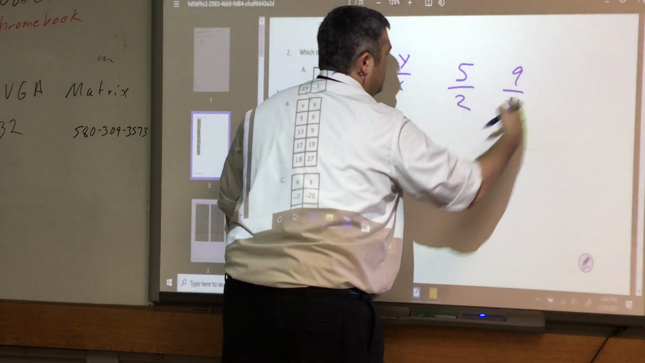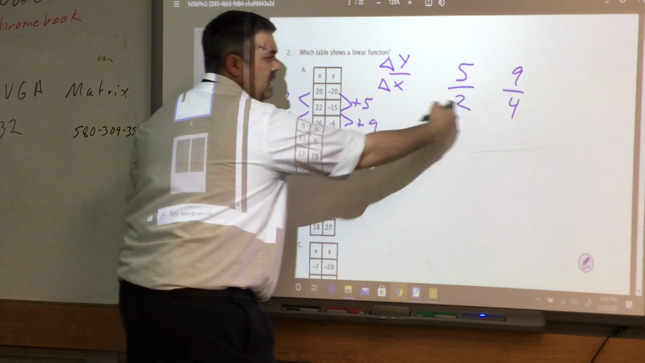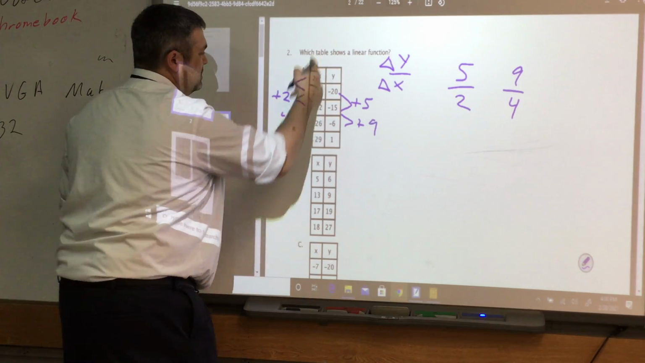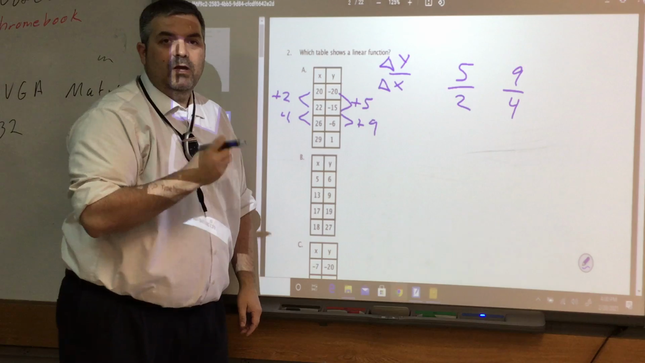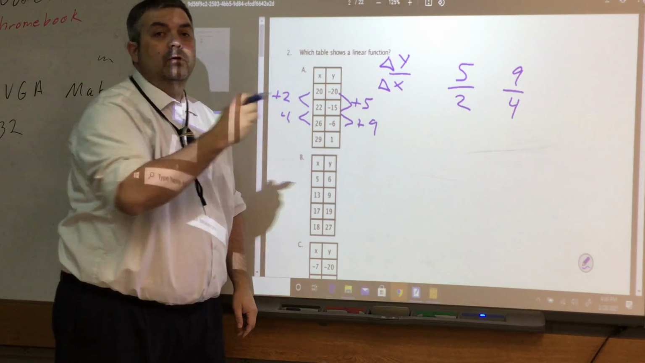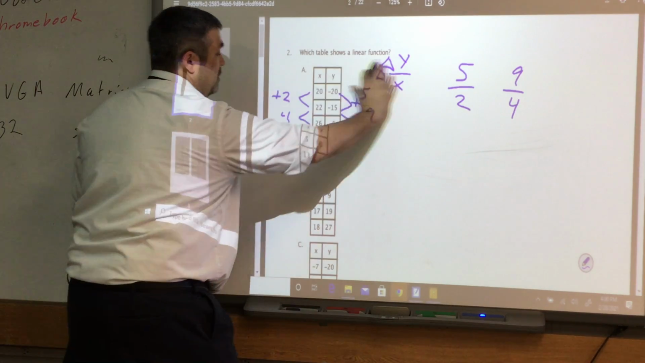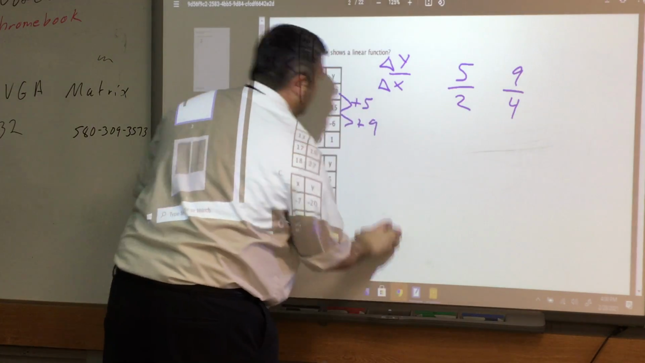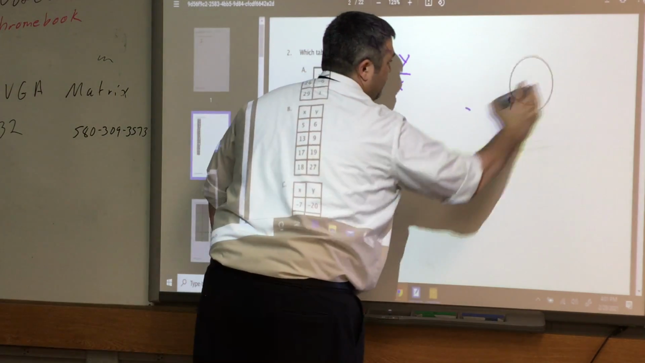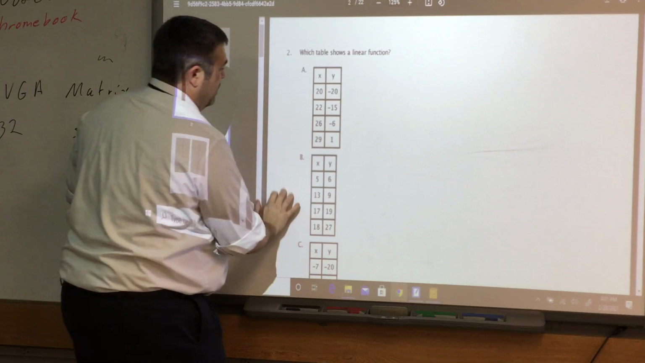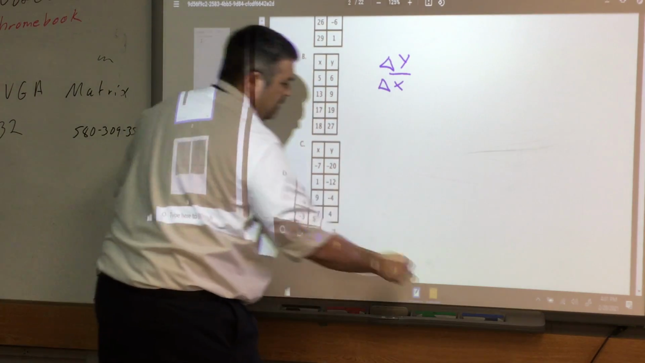This does not reduce to this. So this does not have a constant rate of change, therefore it's nonlinear. So we can mark this one out. We don't like that one. So we're gonna move on from that one. Okay? So we're gonna come down here, we're gonna do the same thing.